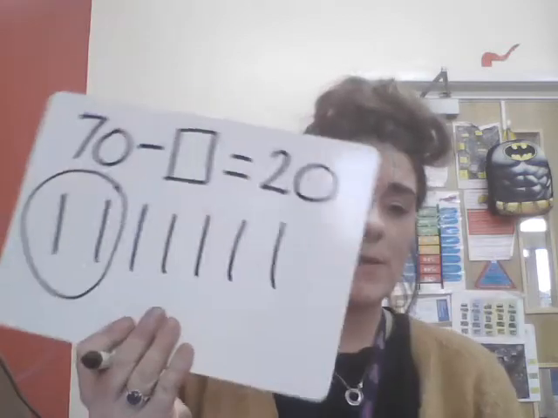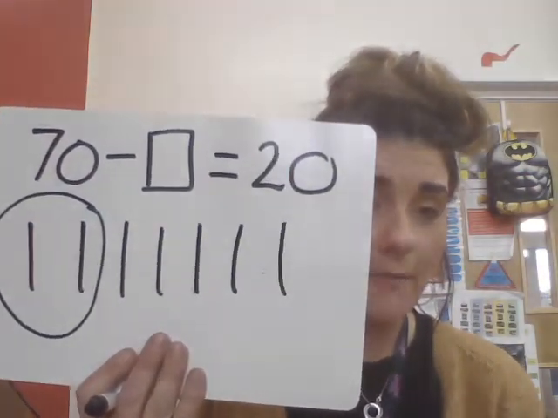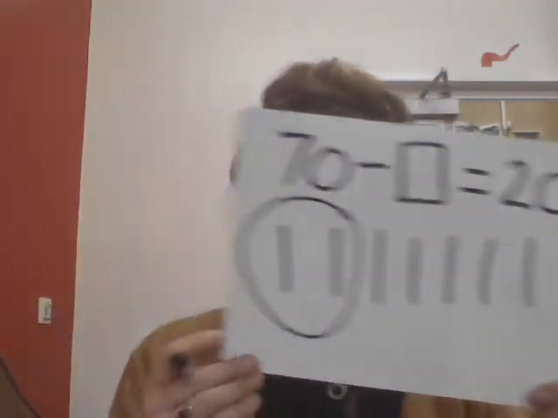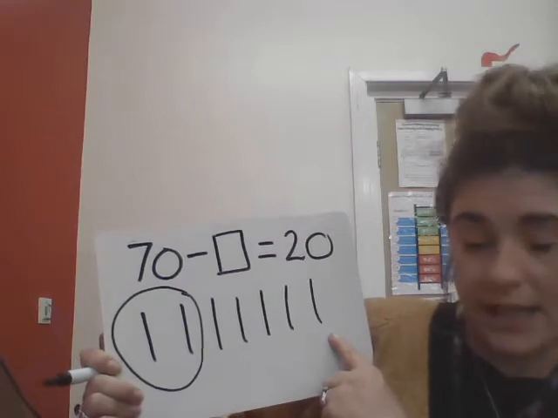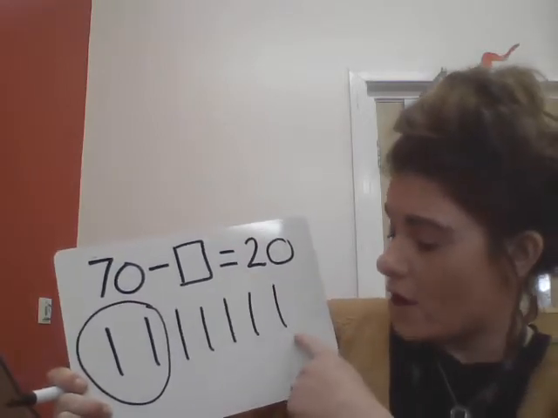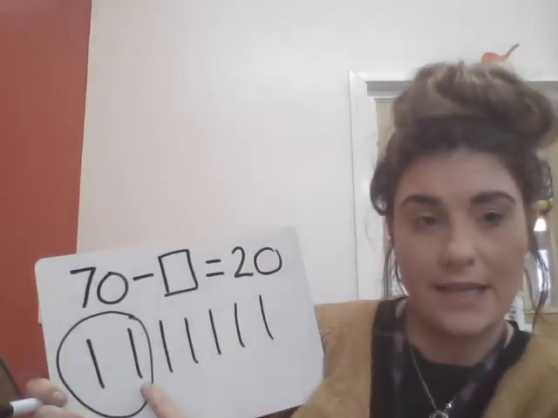So I'm going to circle 20. How many tens would I need to circle to make 20? 10, 20. So I'm going to circle the 20, which is my answer. And then what is left should give you how many have been taken away. So let's count together. 10, 20, 30, 40, 50. So there are 50 here, which means I must have taken 50 away to be left with 20.